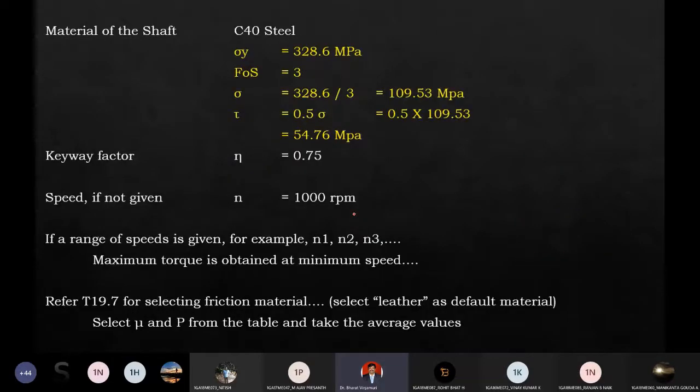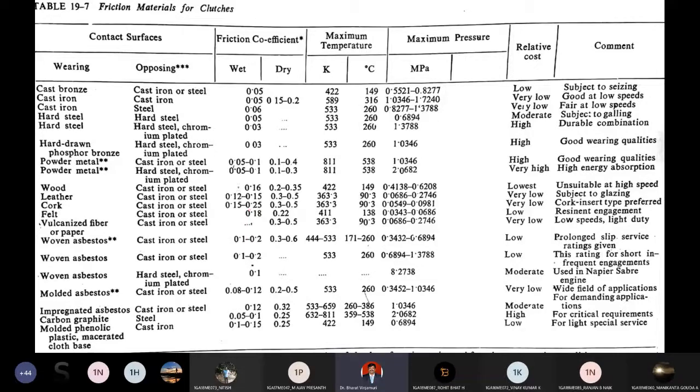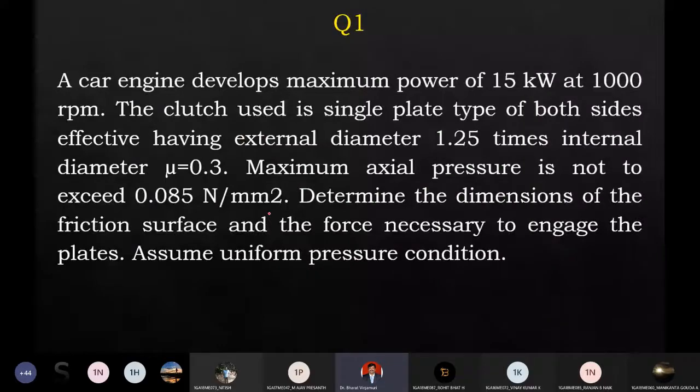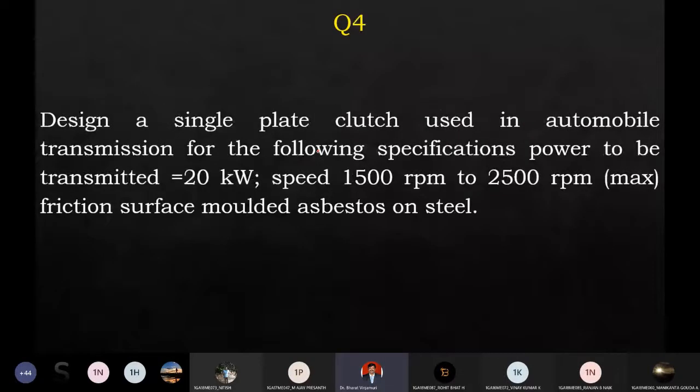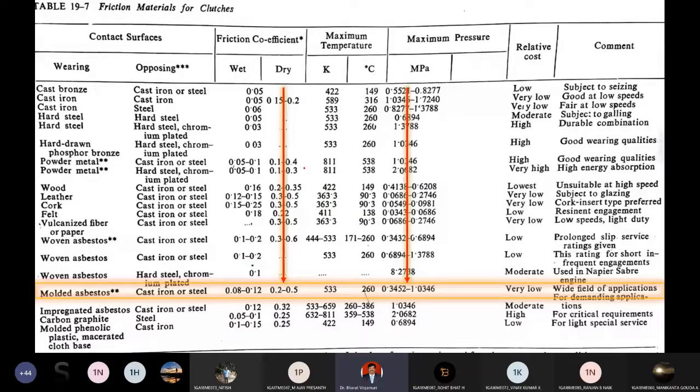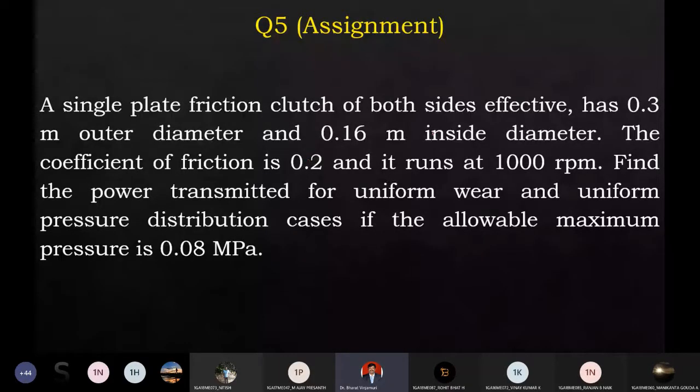Now the other important points for numericals, and the most important is table number 19.7. We start with the questions. We have started with many questions, question number 1, 2, and how do we use the tables. Especially when I'm using this table, you can understand that we are using it for dry friction, meaning a single plate clutch. Now we have solved 5 problems. In case of single plate clutch, I have given question number 5 as an assignment. Hope you have done it. Now I'll be giving the other questions also.